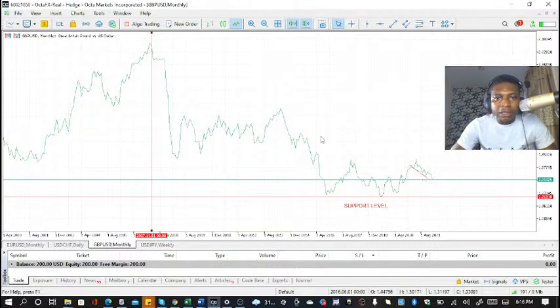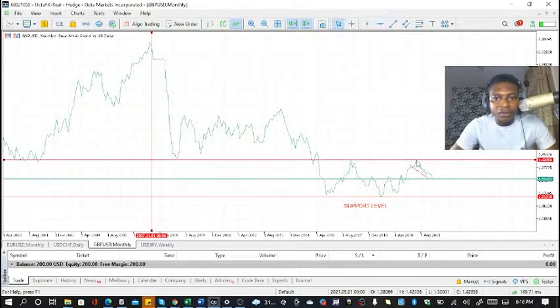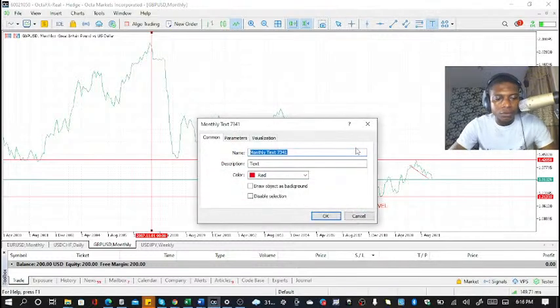Now, let's look at this other place. We can see that this level has been tested and rejected. So this level becomes a significant level to look out for, which is the resistance level.